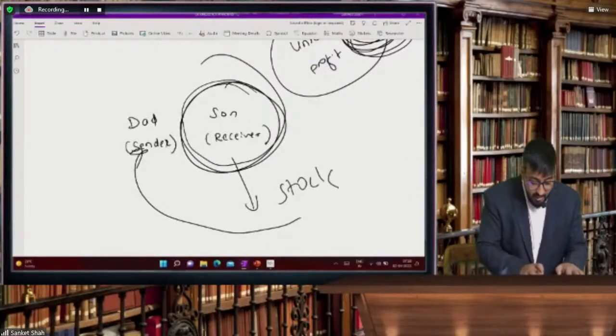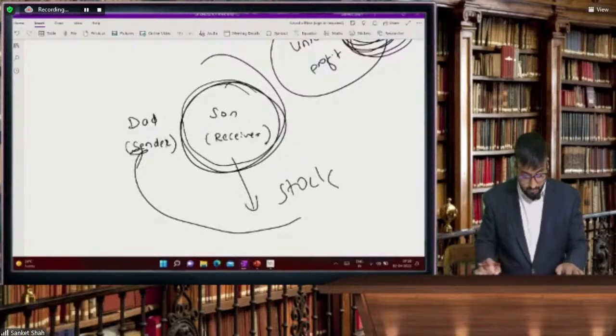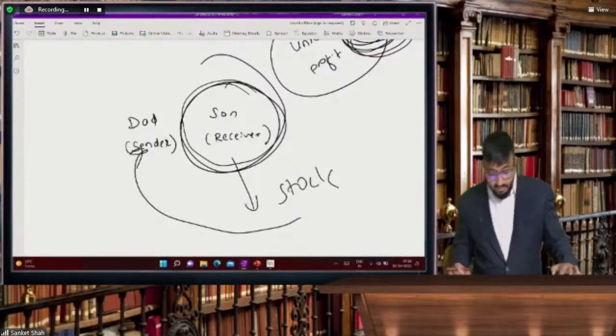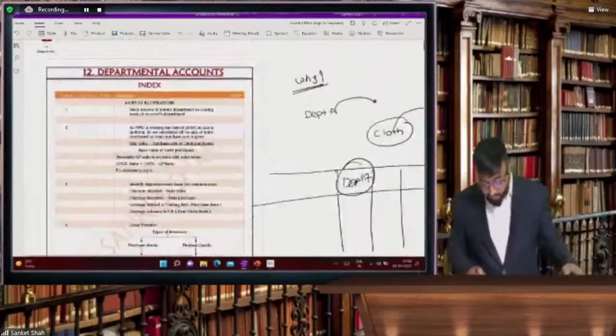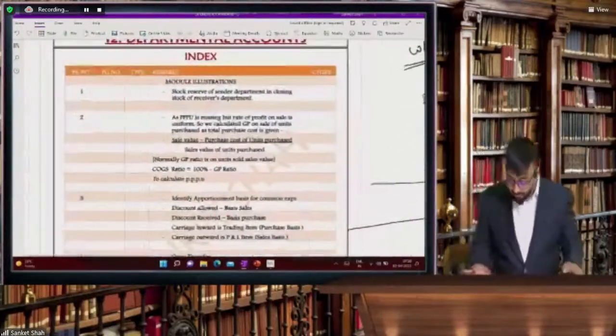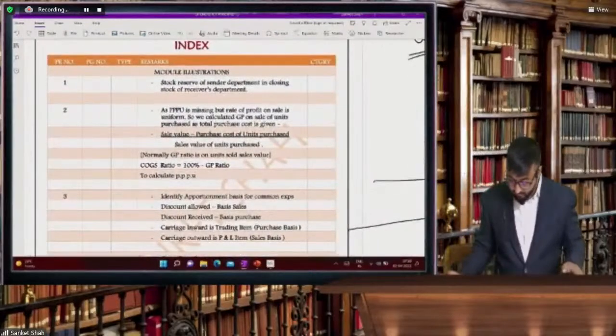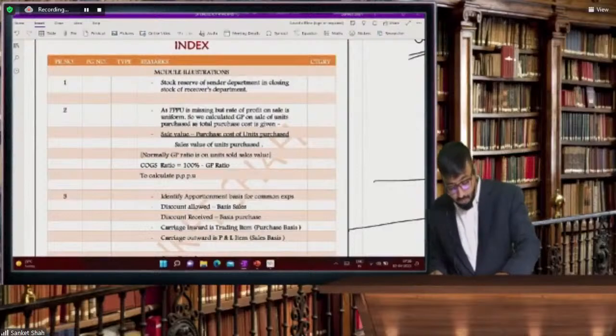So write down in your notebook, first index of 4 pages. Index of 4 pages. Yes, index of 4 pages.